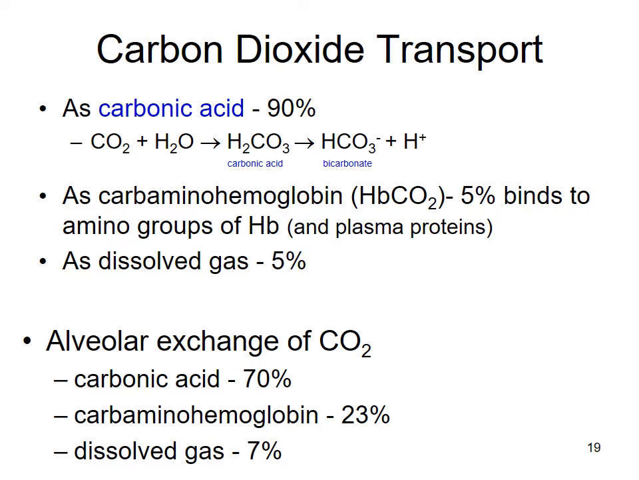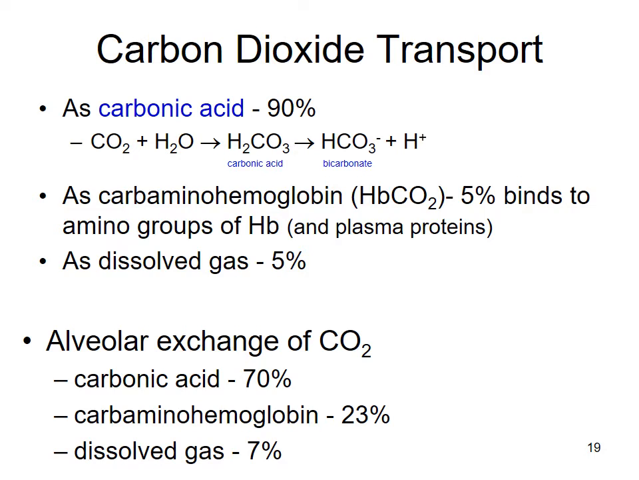Now, you might notice on the PowerPoint that on top it says carbonic acid 90%, the carbaminohemoglobin 5%, dissolved gas 5%. And then at the bottom it repeats the 3 options, but it changes the percentages. And that's only because it turns out that the ratios will change when we're doing our carbon dioxide exchange at the alveoli. Please don't worry about memorizing these percentages. I just want you to know that the most common way of transport for carbon dioxide is going to be through carbonic acid.